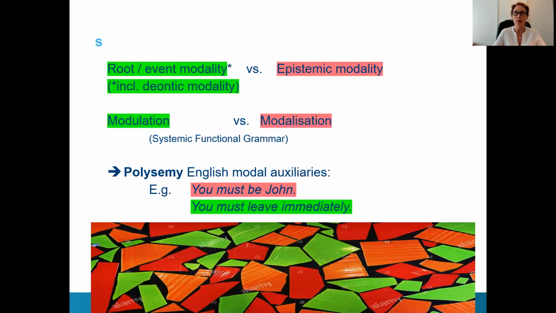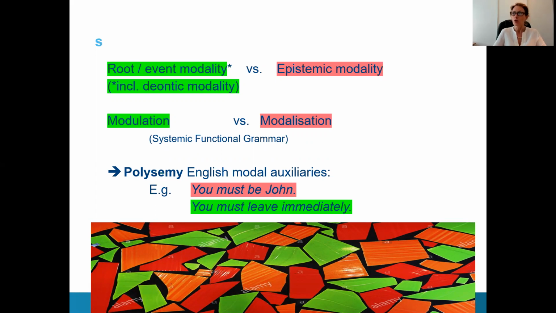obligation and permission. The former, the domain relating to degrees of certainty about facts, is called epistemic modality, but also other terms are used to designate that domain, for instance, modalization in systemic functional grammar. The other domain relating to events is sometimes called event modality or root modality or modulation in systemic functional grammar. And one main subdomain of that domain, which I want to focus on today, is the domain of deontic modality.